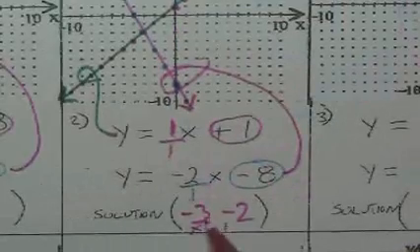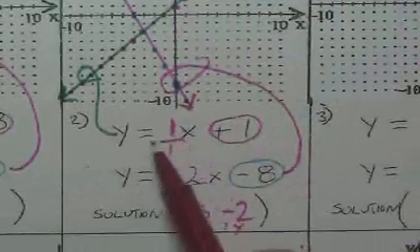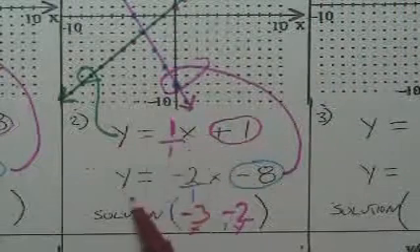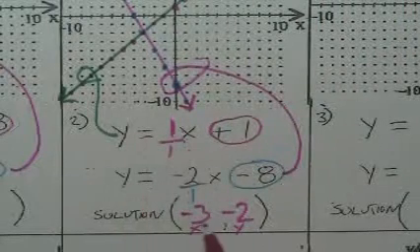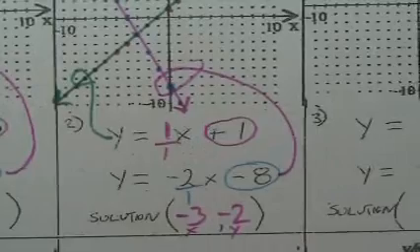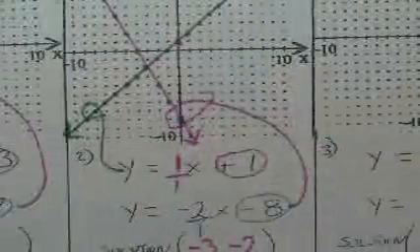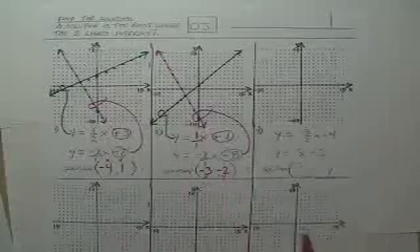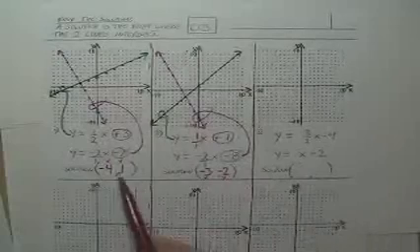So if you put negative 3 for x and negative 2 for y and you plug them in here, the left side will equal the right side. This is a solution for both of them. And we found it by graphing. Okay, please go ahead and finish the rest of these graphs and find the solution.